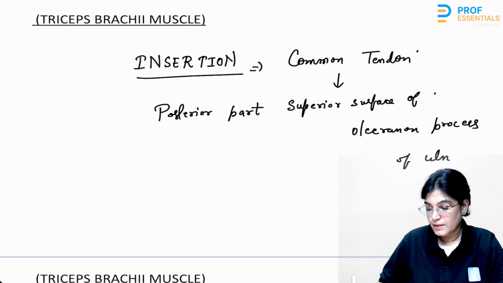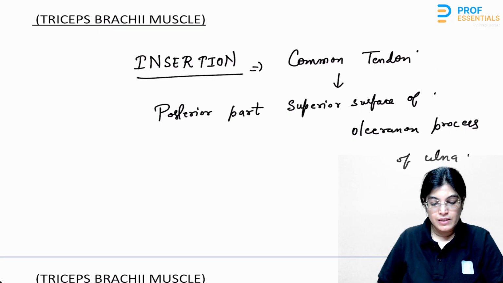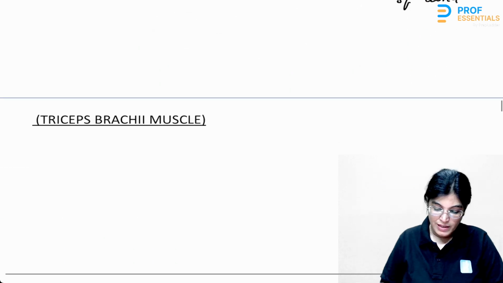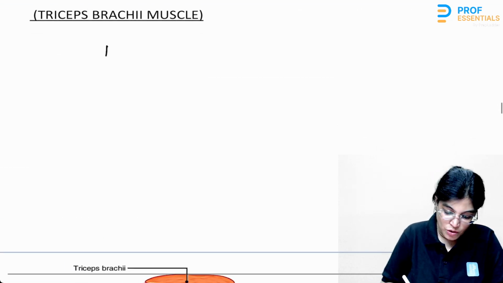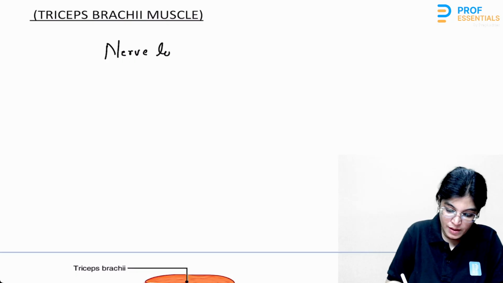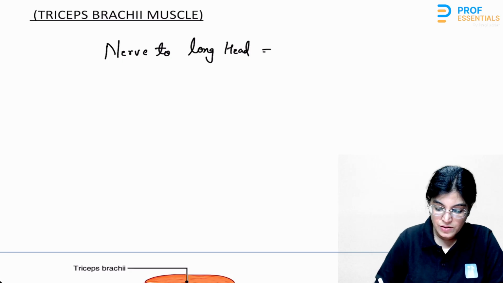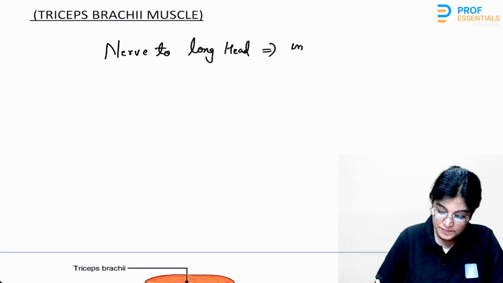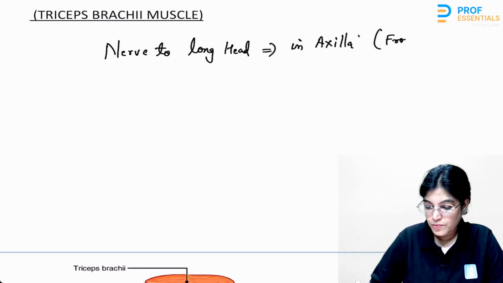So done. We have finished all the muscles of the arm, and if I talk about innervation, the nerve to the long head is all from the radial nerve. The nerve to the long head will arise in the axilla, from the radial nerve.